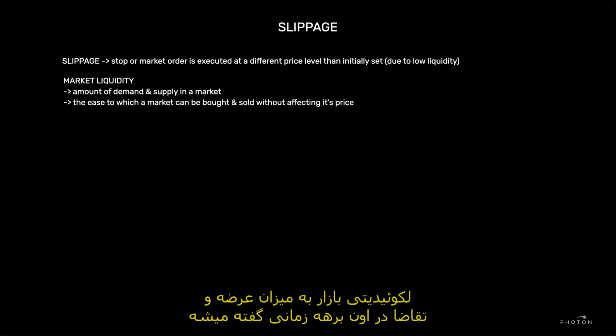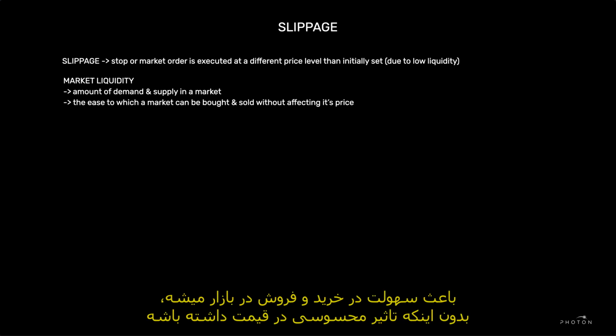Say if you set a take profit order and you can be slipped and stopped out of your position at a higher, or better price level, I should say, than you had intended, for slightly more profit. Now, slippage is almost always due to low available liquidity. Market liquidity is essentially the amount of demand and supply that is in a market at any point in time. So it's the ease with which a market can be traded without really affecting its price.